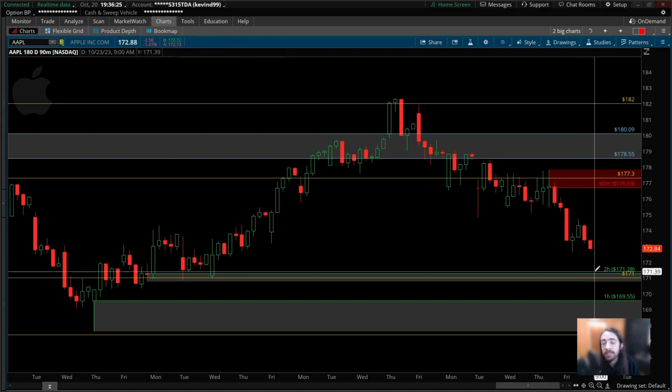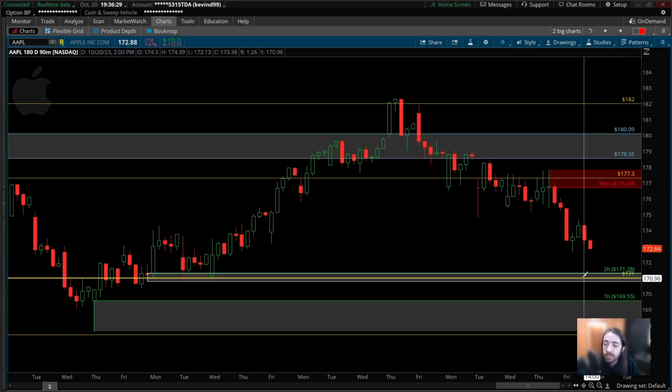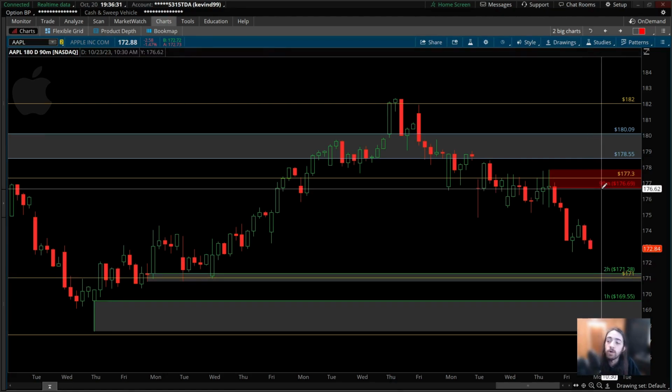If that was the case and we got momentum and bulls look strong, I would like a long position in this area to target all the way up here at this 90-minute supply zone.